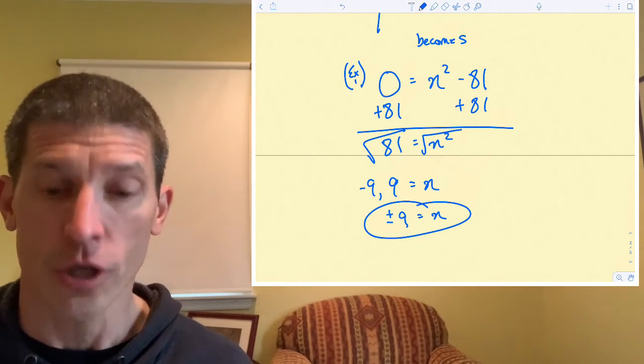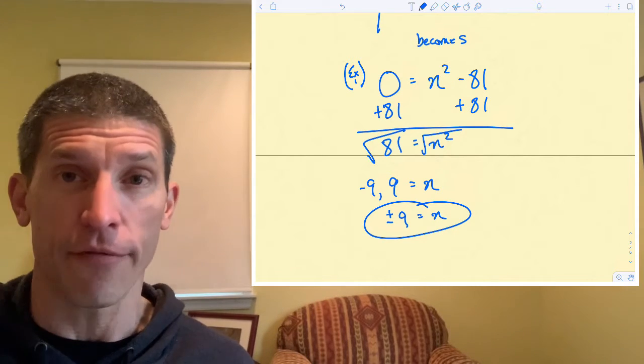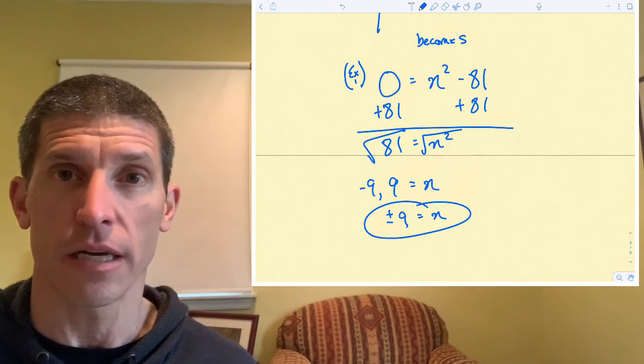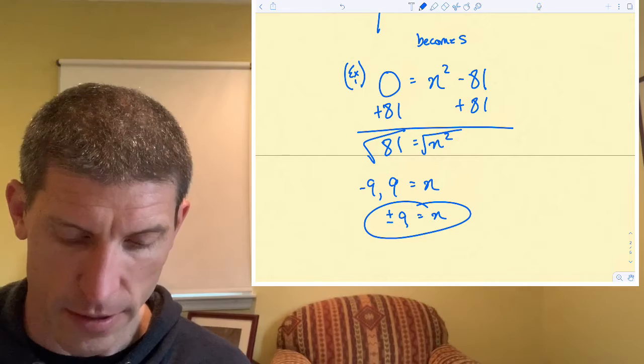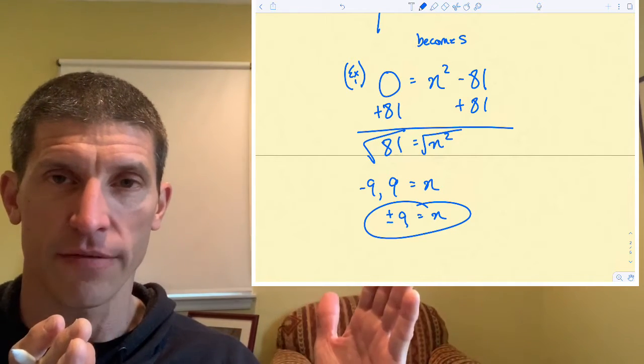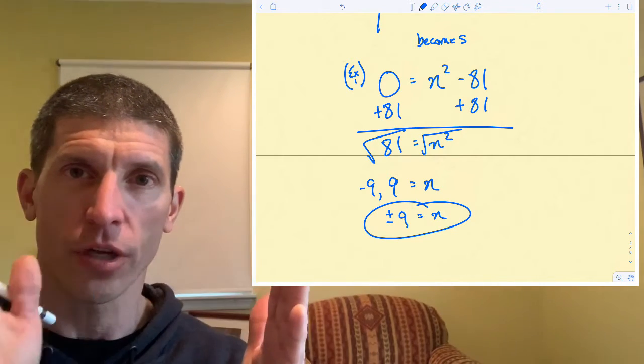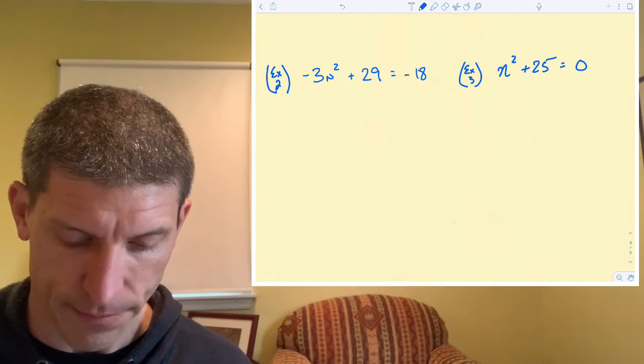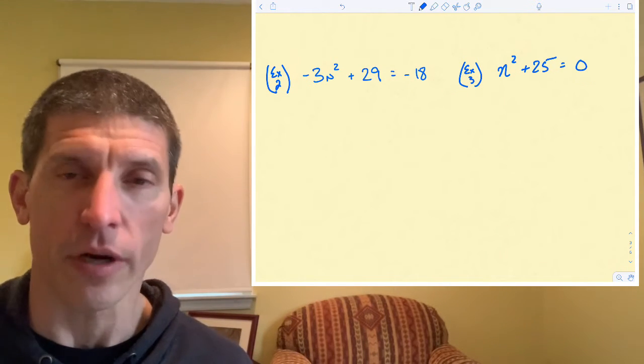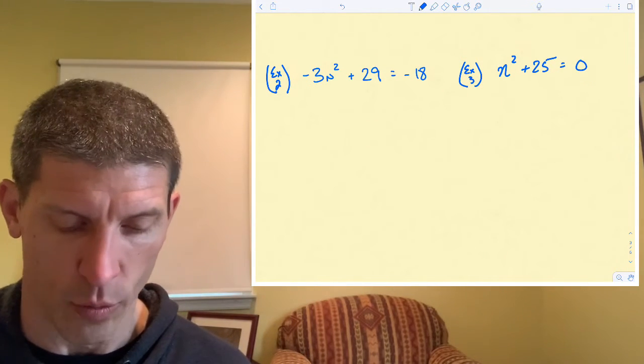Good. So let's go. Oh, by the way, if we graph this thing, we wouldn't be surprised to see that it touches the x-axis twice. Once on the left side of 0, 9 spaces over, and once on the right side of 0, 9 spaces over. Now, let's look at two more examples, and then we'll finish with one more, and we're all done.